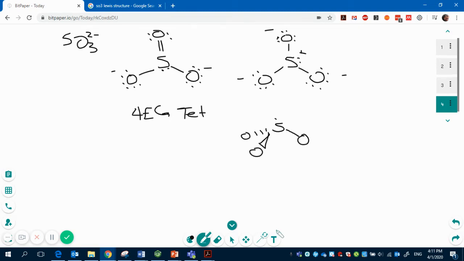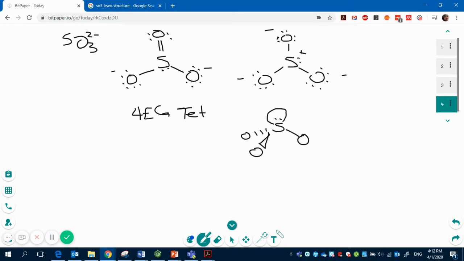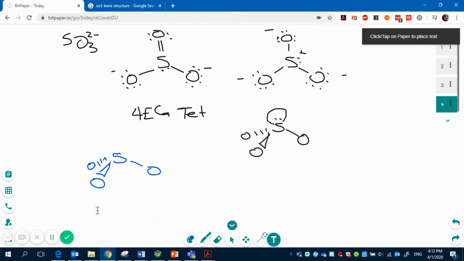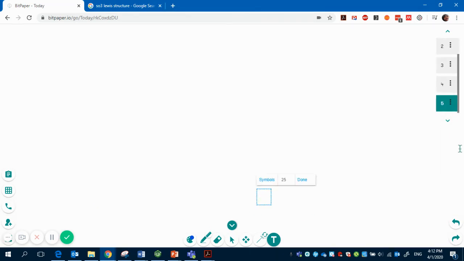Right, and if we want to show the electron domain, we would do that. If we want to show it in 3D, just the molecular geometry, we would show just that. And this molecular geometry is again trigonal pyramidal. All right.